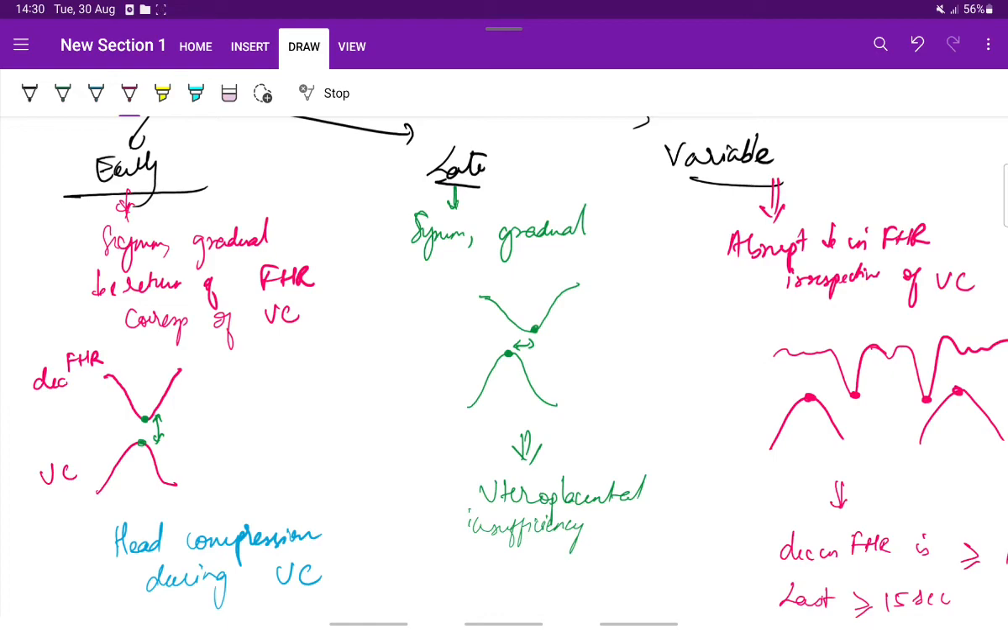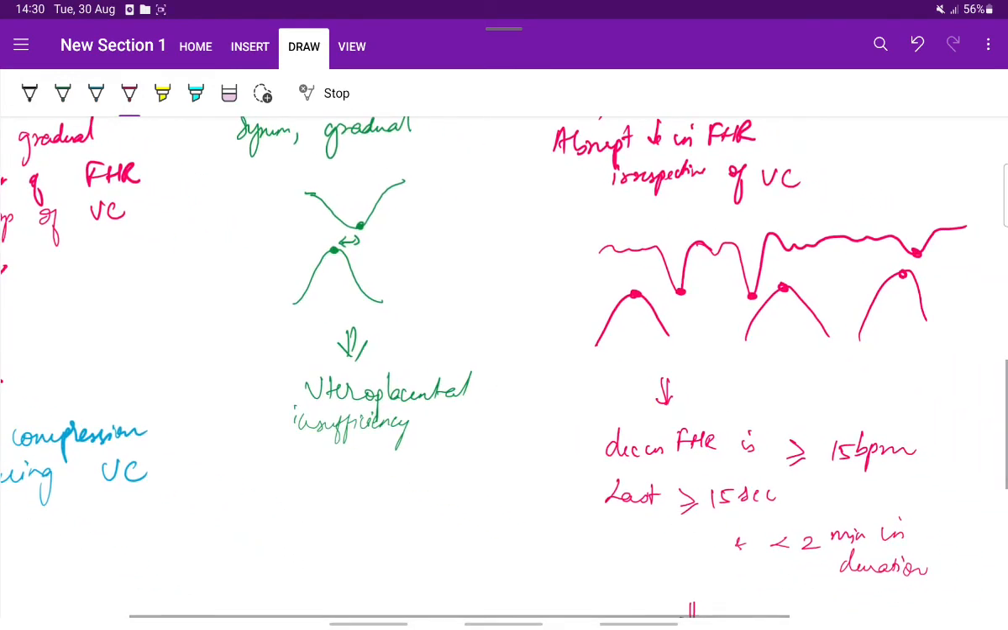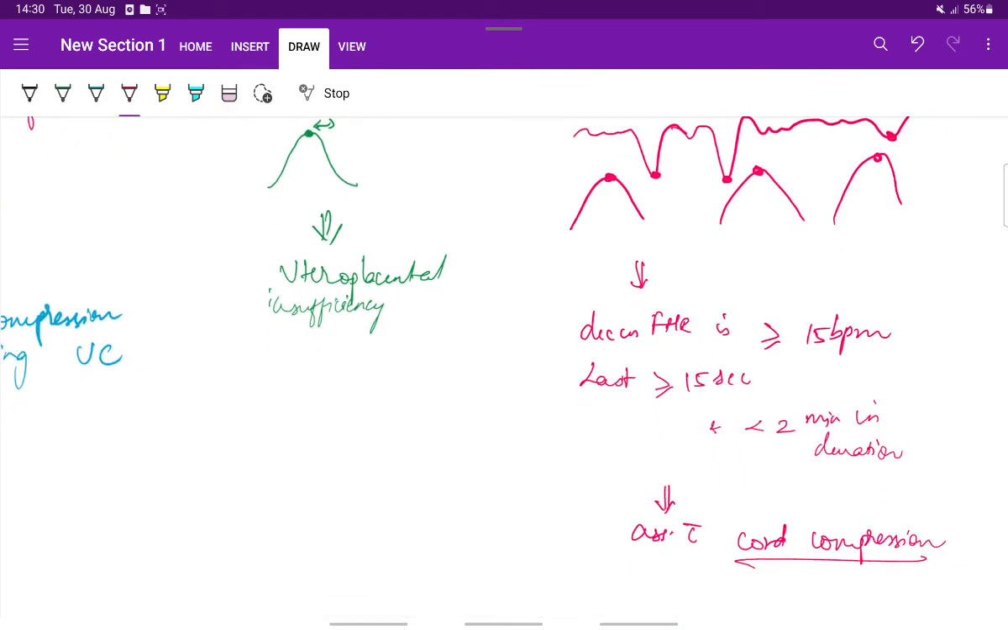Next is variable. In variable deceleration, there is abrupt decrease in fetal heart rate irrespective of the uterine contraction. So, there is a variable pattern, variable distance between the peak and the nadir. So, here the decrease in fetal heart rate is more than or equal to 15 beats per minute and it lasts for more than or equal to 15 seconds and less than 2 minutes in duration. And the variable decelerations are found to be associated with cord compression.